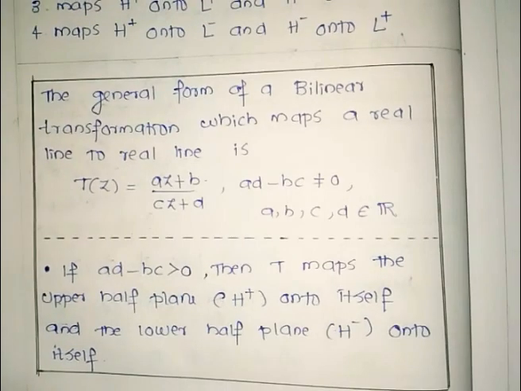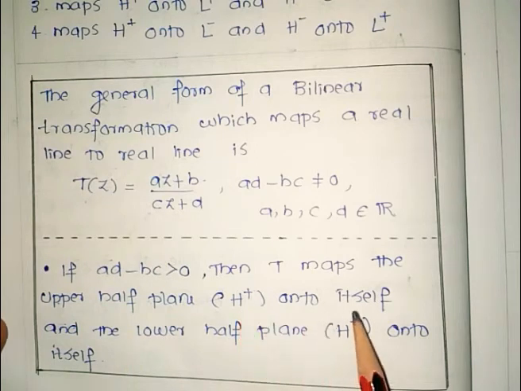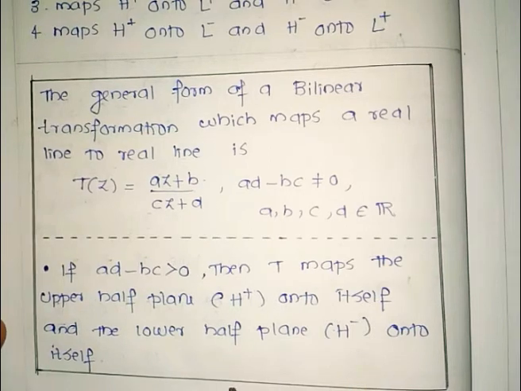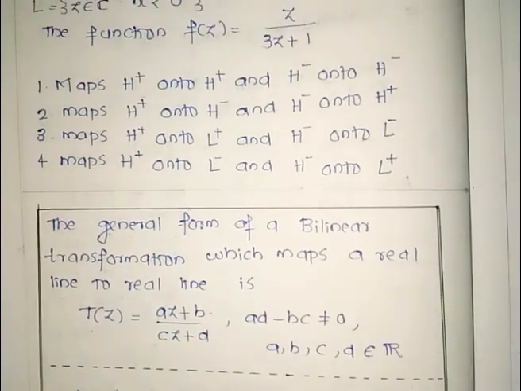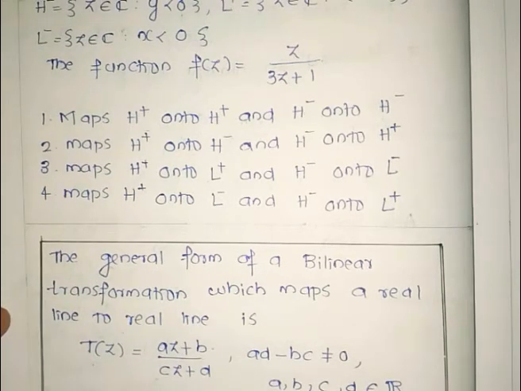And note number 2: if ad − bc is greater than 0, then T maps the upper half plane, that is H plus, onto itself, and the lower half plane H minus onto itself. That is, if ad − bc is greater than 0, then T maps the upper half plane to the upper half plane and the lower half plane to the lower half plane. So we are given that f(z) = z/(3z + 1), which is the form of a bilinear transformation, so we can use this result here.